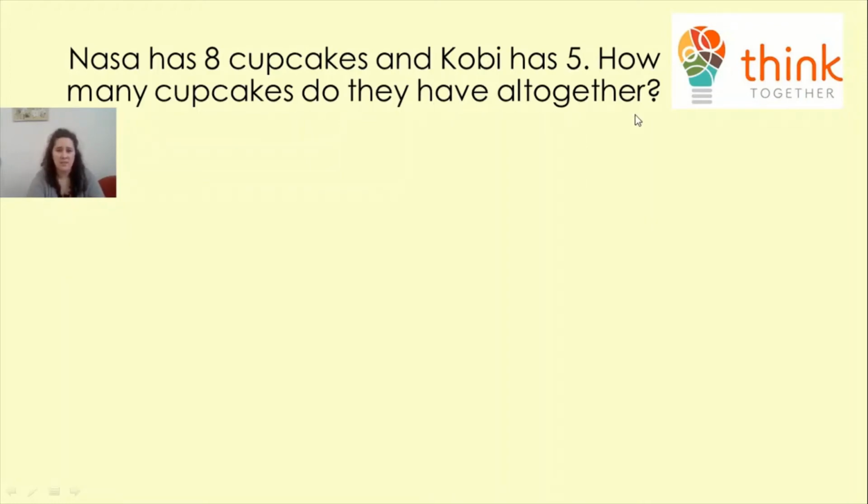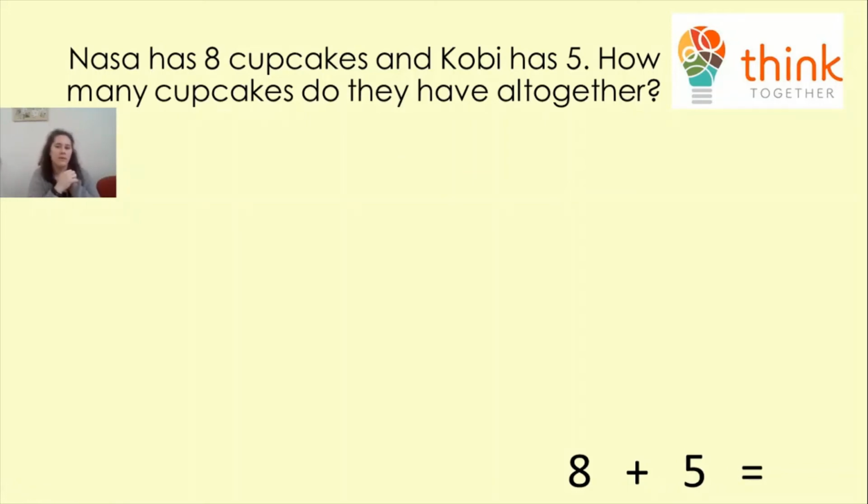Now, the first thing that I need to do is to write this as a number sentence to help me out. I can see that my important information was 8 and 5, and I'm finding out how many there are altogether. So will I need to add or will I need to take away? That's right, I will need to add. So let's write that as a number sentence. Here it is. 8 plus 5 equals something.